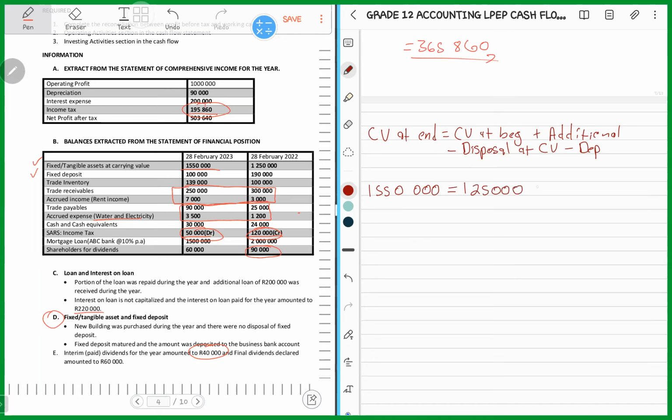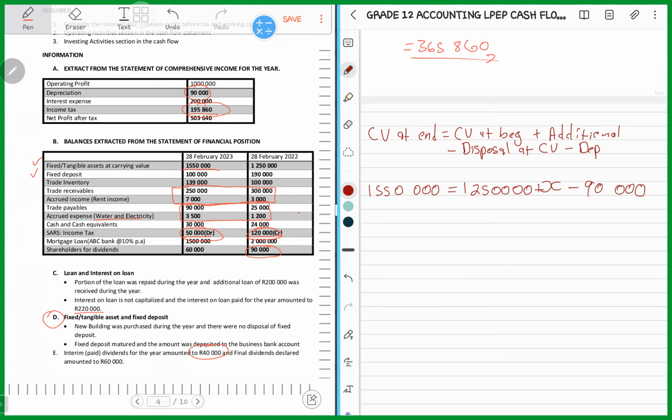1,250,000. Now, since disposal at carrying value is a balancing figure, we don't have any disposal. So under addition, we're going to say plus, it will now become our X. It's a balancing figure. For disposal, we don't have anything, so we cannot write it. You can just put 0 if you prefer. Then we're going to subtract the depreciation, which is how much? Remember the 90,000. So it will be 90,000.